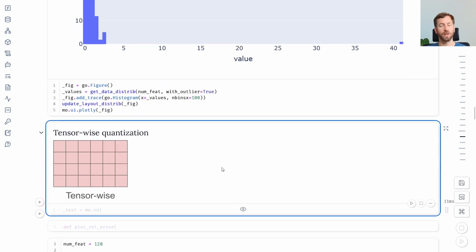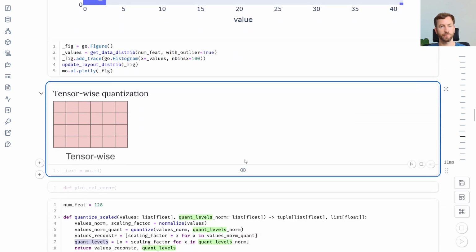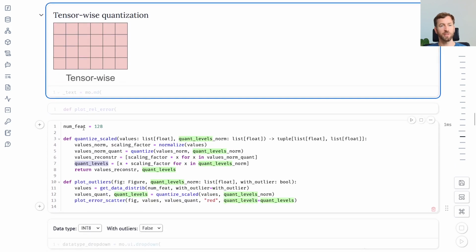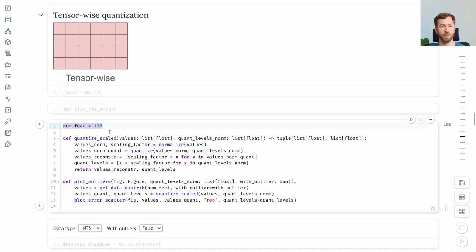So now we quantize a tensor. More specifically, this tensor is a vector of size 128. First, we normalize this tensor. Then we quantize these normalized values. For this, we use the normalized quantization levels, as also shown above. And then we compute the reconstructed values. So this means we scale the quantized value with the scaling factor. We also keep track of the quantization levels.